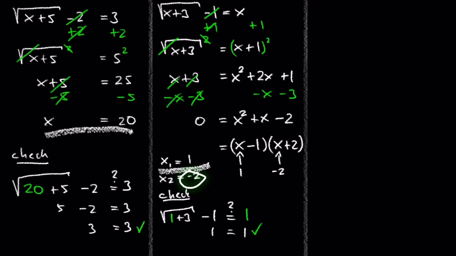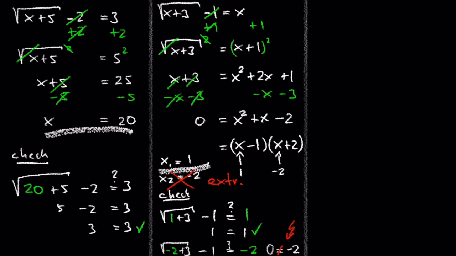Let's check the negative 2. The square root of negative 2 plus 3 minus 1 equals negative 2. Negative 2 plus 3 is 1, and the square root of 1 is 1. 1 minus 1 is 0, and 0 does not equal negative 2. So negative 2 is an extraneous solution.